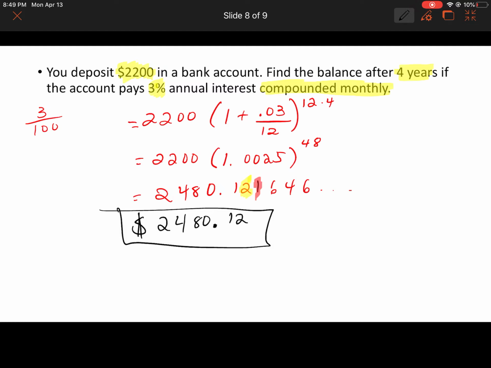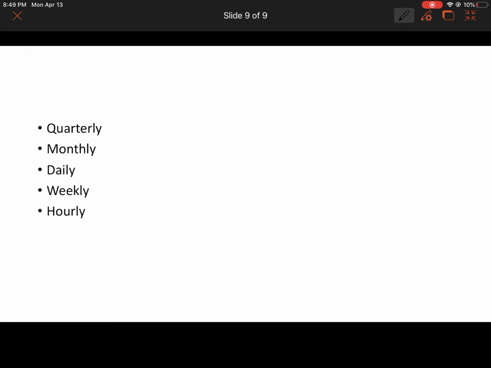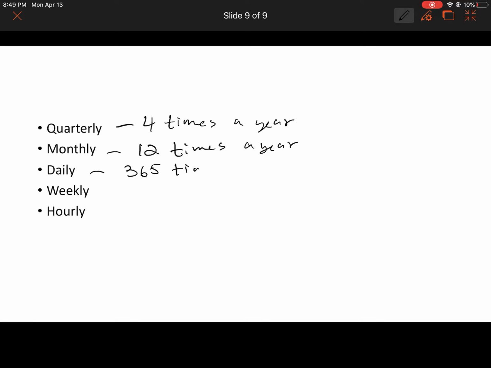Okay. Now, here's a few vocabulary words that you might want to know. And let me go ahead and write these down. Well, whenever you see the word quarterly, well, this means 4 times a year. Monthly means 12 times a year. Daily means 365 times a year, since there's 365 days in a year. Weekly means 52 times a year.